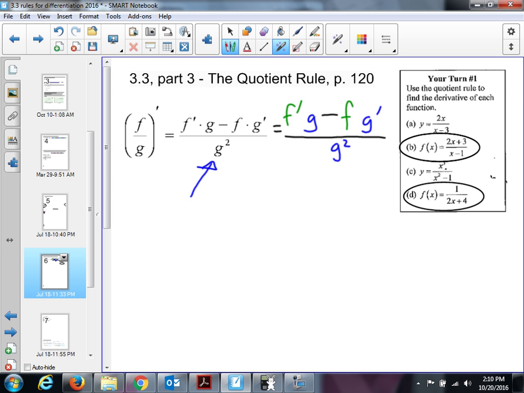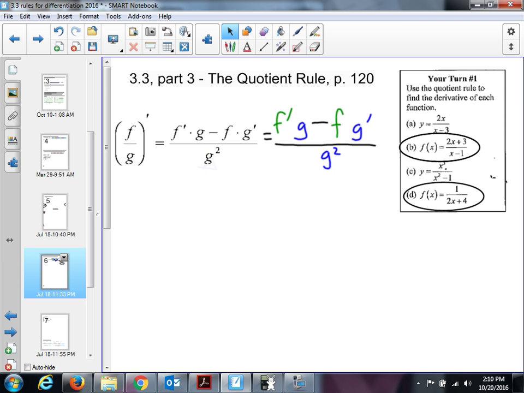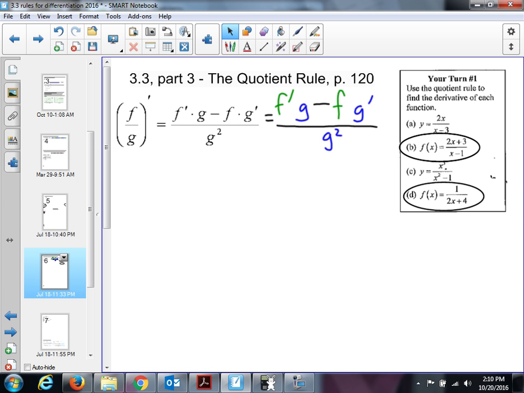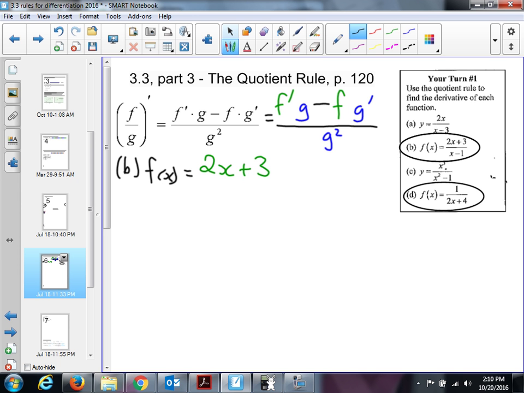Now, for color reasons, I just rewrote it here. Anyways, so how does this work? Well, let's do it with an example. Two examples, B and D, circled on your sheet. So let's give it a shot. B starts off with, and I'm going to use colors, so I'll rewrite B. F of x equals 2x plus 3 on the top over x minus 1 on the denominator.